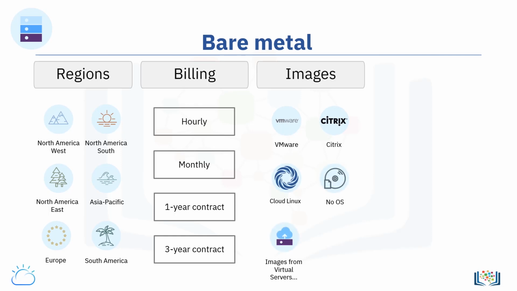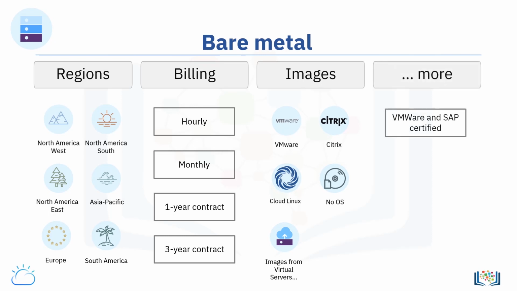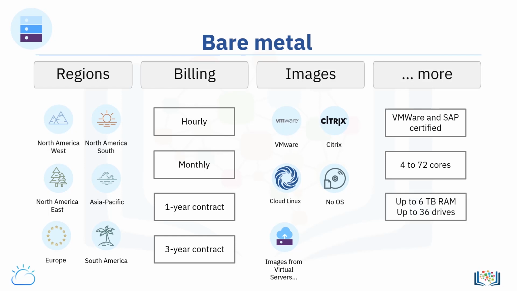It's worth noting a few other things about the bare metal service. We offer both VMware and SAP certified bare metal servers. You can customize your server greatly. You can go from 4 core to 72 core. You can go up to 6 terabytes of RAM and up to 36 drives. Lastly, there's GPU support, which is again based off the NVIDIA Tesla P100 cards.